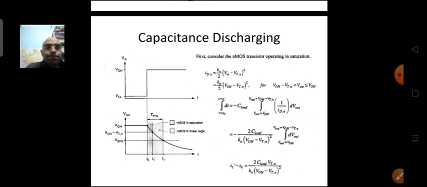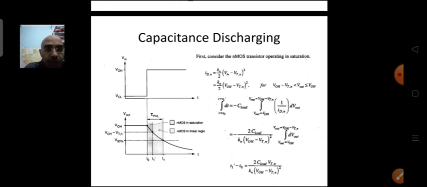So your tau PHL will be this. Our aim is to determine the time elapsed between t1 and t0, but that time is actually divided into two halves. First we have to determine the time from t0 to t1 dash, and then from t1 dash to t1. Between t0 and t1 dash the transistor operates in the saturation region, whereas from t1 dash to t1 the transistor operates in the linear region. So keep this in mind.